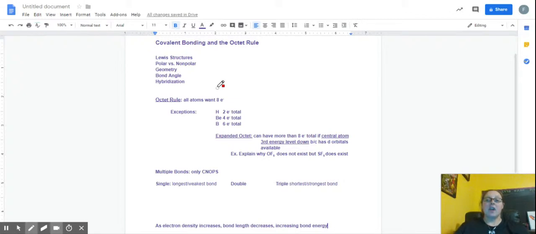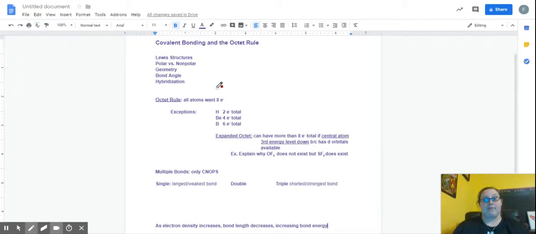Okay, so what the octet rule is basically saying is that all atoms want 8 electrons. When you have a covalent compound, you're sharing electrons. The reason why they're sharing these electrons is because all of them want 8. 8 makes them happy, I guess you could say. All right, now there are some exceptions to this rule.